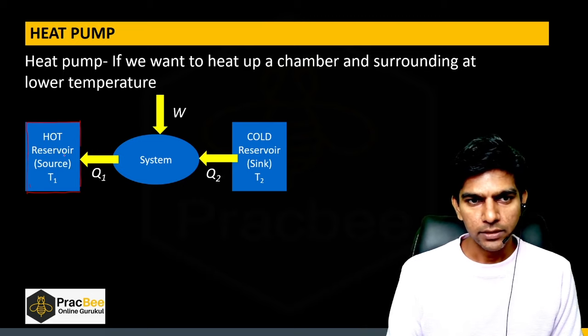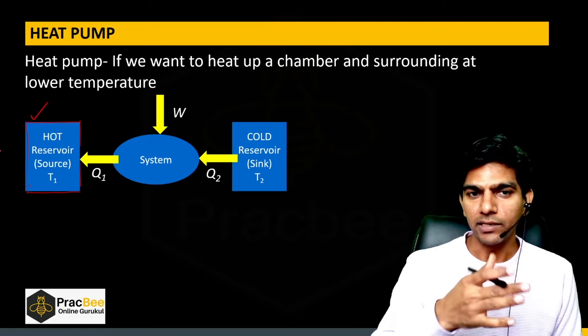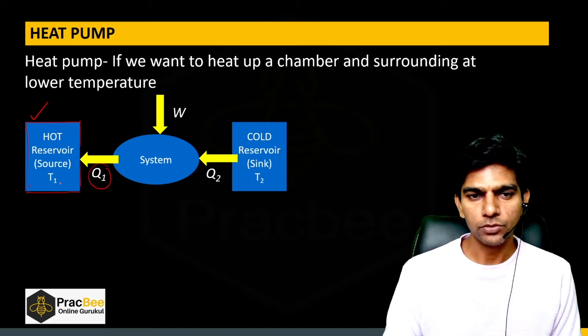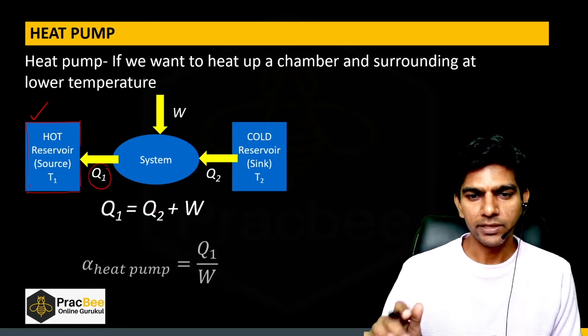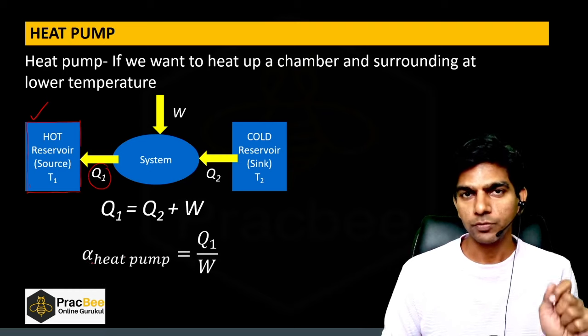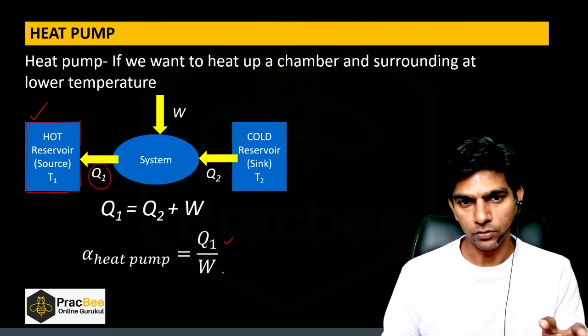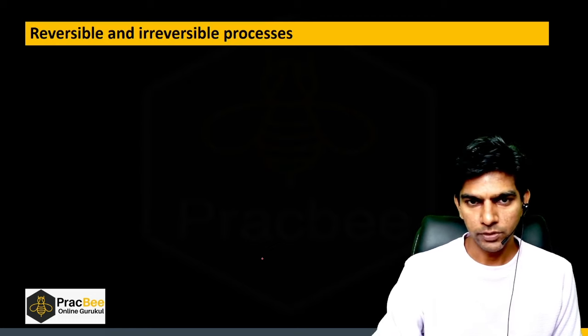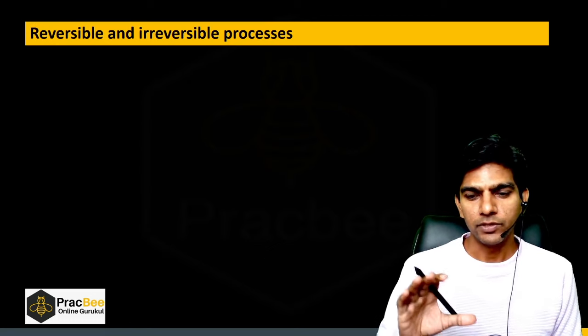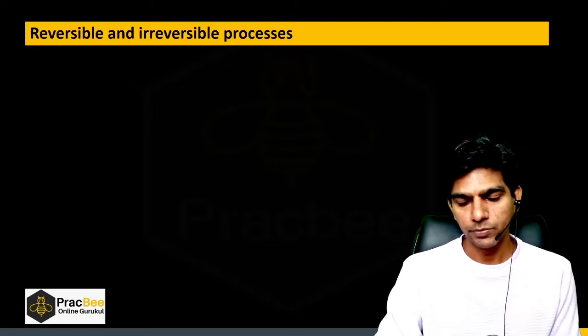So in this case, the hot reservoir is the area of concern and we want to maximize this Q1. So the coefficient of performance for a heat pump will be Q1 divided by work done, right? Work done on the system. So do remember these formulas. Now let us see what reversible processes and irreversible processes are.